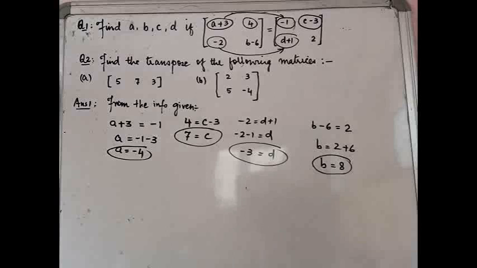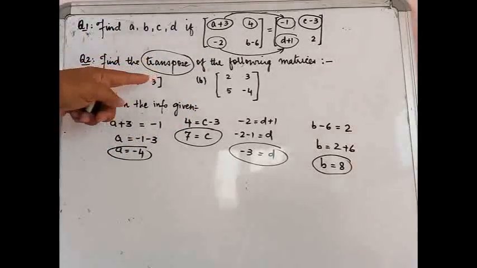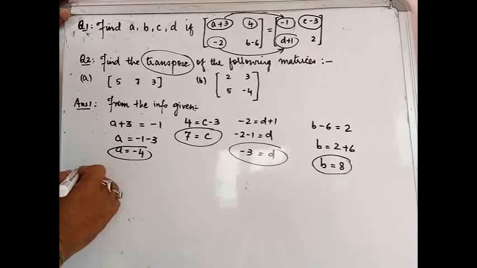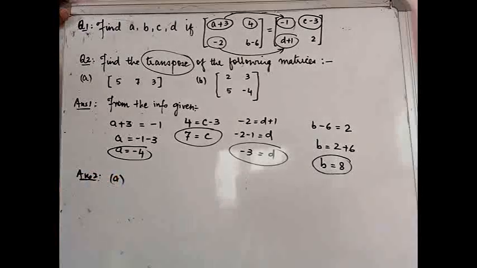Okay, now coming to question number 2, find the transpose of the following matrices. Find the transpose. This is what we have done in the very beginning of this video. Transpose of a matrix is a new matrix which is obtained by interchanging the rows and columns of the original matrix. So let us have a look at the A part first.